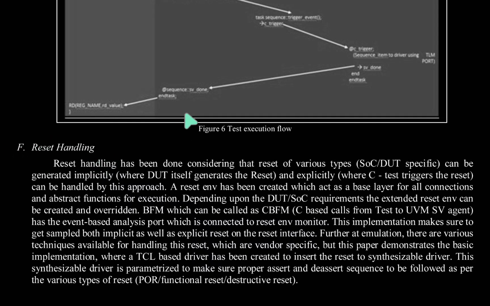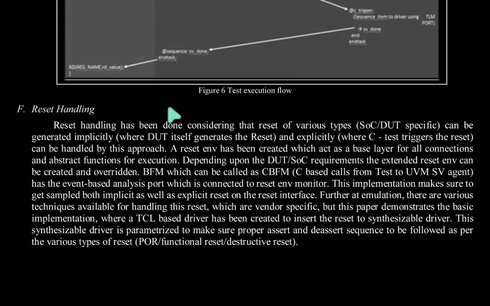F. Reset handling. Reset handling has been done considering resets of various types, SoC and DUT specific. Resets can be generated implicitly, where the DUT itself generates the reset, and explicitly, where the C task triggers the reset, and both can be handled by this approach. A reset environment has been created which acts as a base layer for our connections and abstraction functions for execution. Depending upon the DUT and SoC requirements, the extended reset environment can be created and overridden.